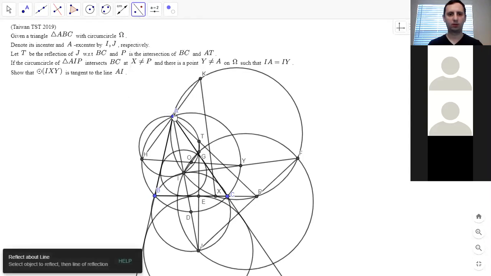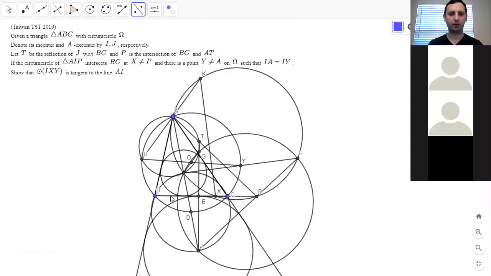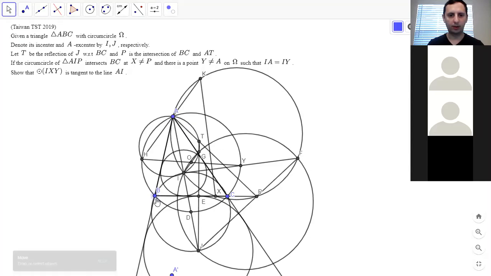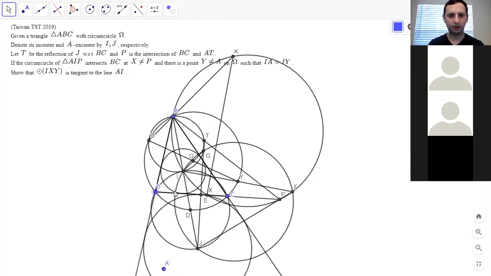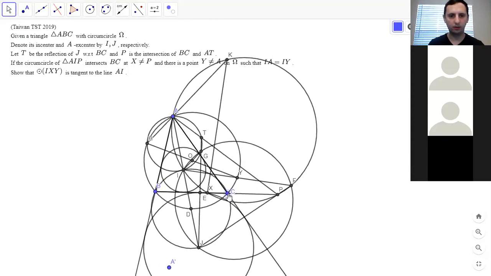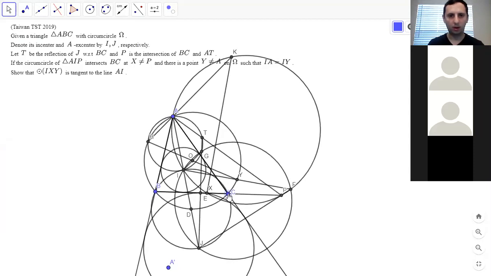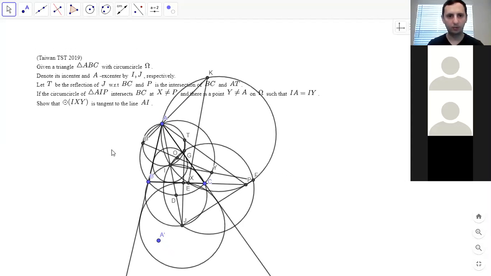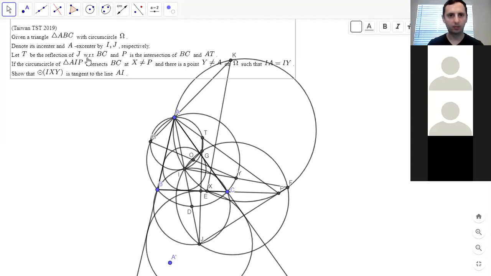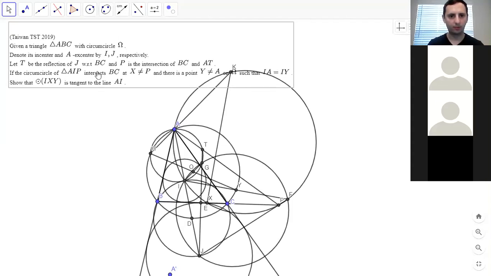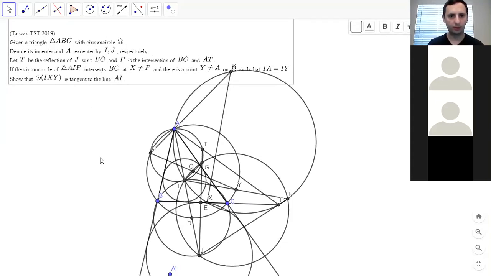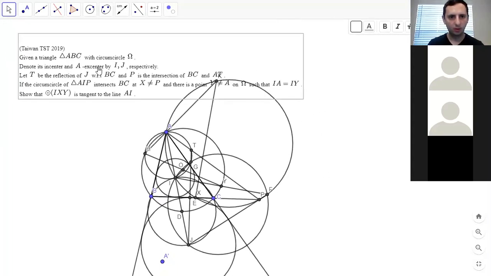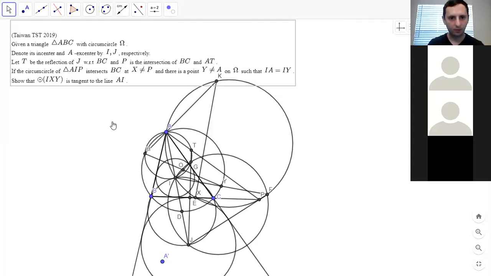So yeah, maybe I added more than we needed here. So you're reflecting A across BC. Got A prime. Just shrinking it a little bit to make room here. May shrink it a tiny bit more. Oops, sorry. There we go.